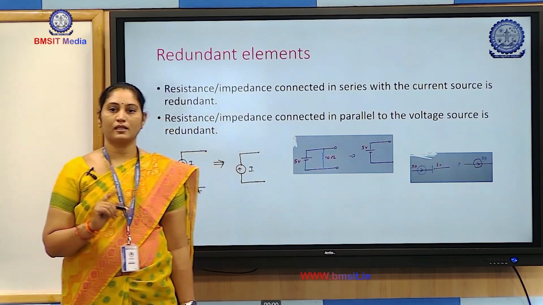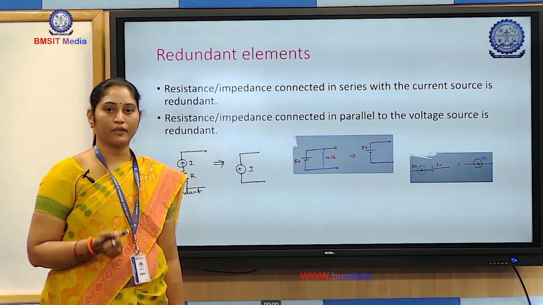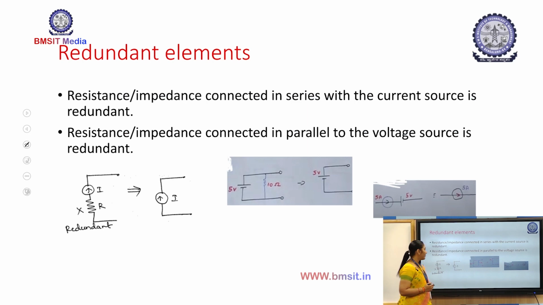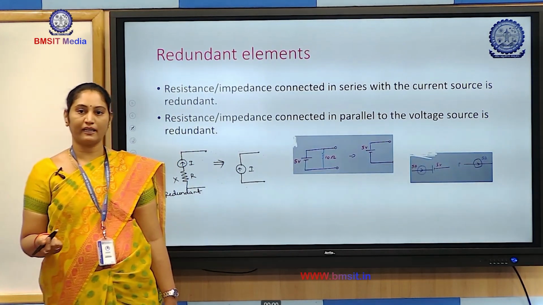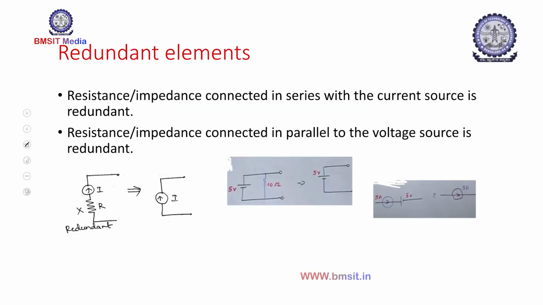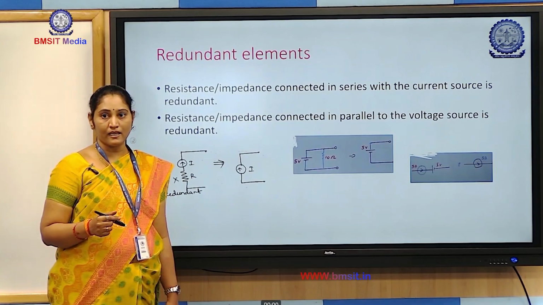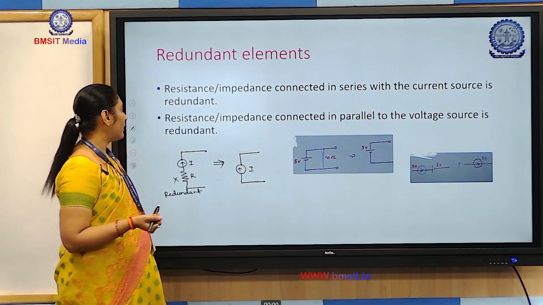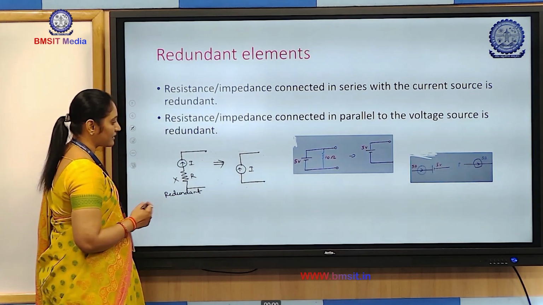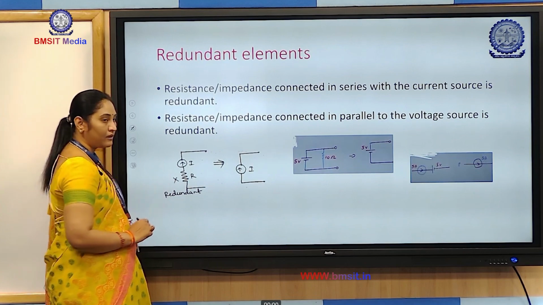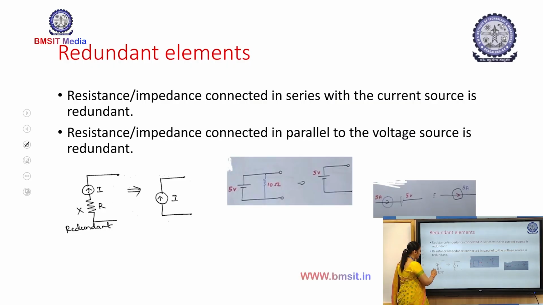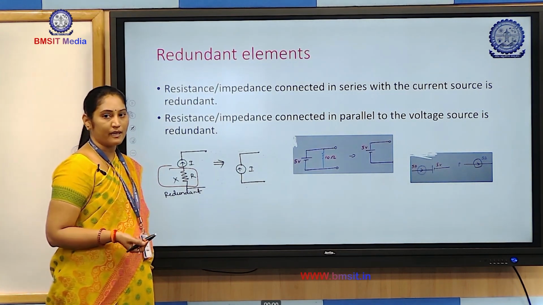Sometimes in a network, even though it is not required to be connected, it will be present in the network. We have to identify such elements and we can neglect them for our analysis. For example, the resistance or impedance connected in series with the current source is called a redundant resistance or impedance. Here the current source is connected with a resistance, and the resistance will become redundant. Even if it is not present, the current value will be the same.